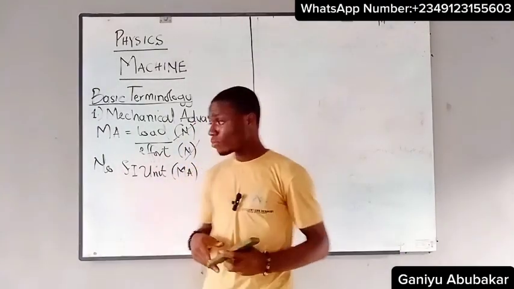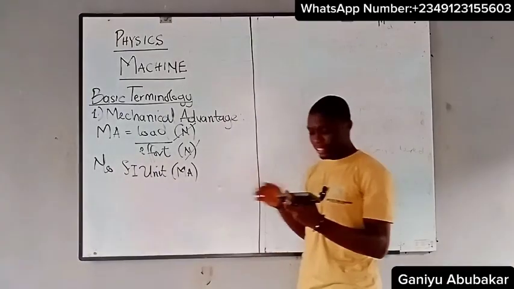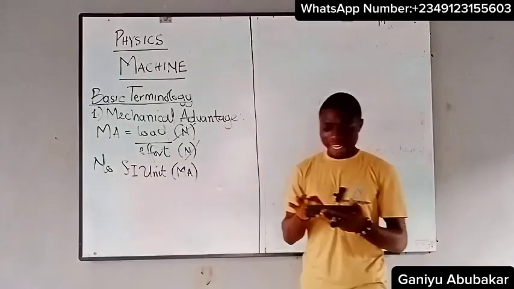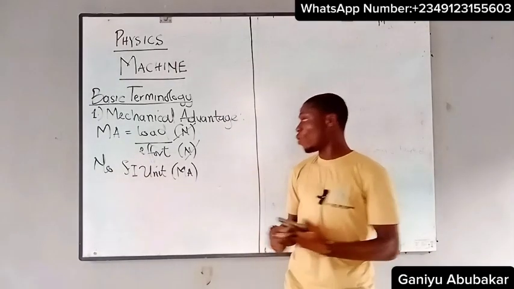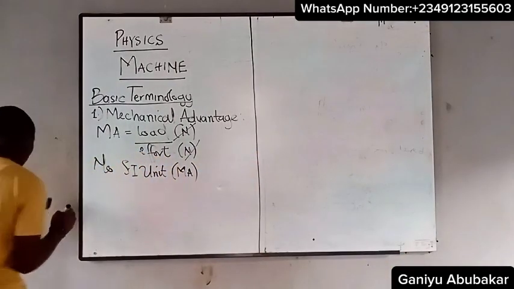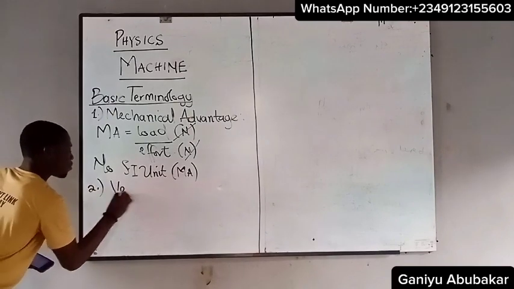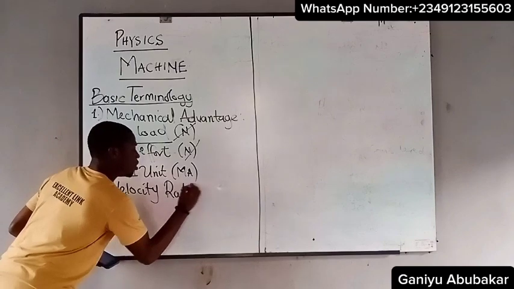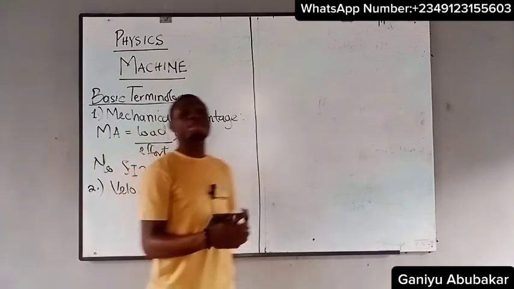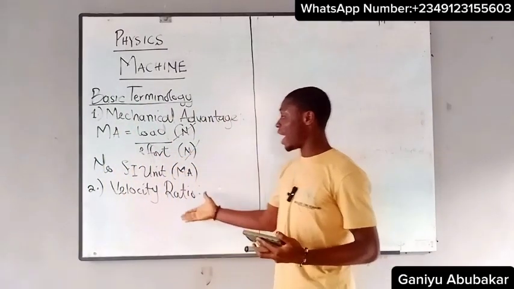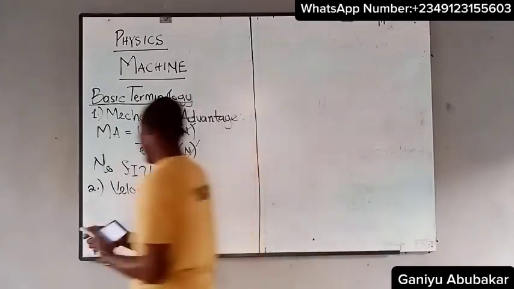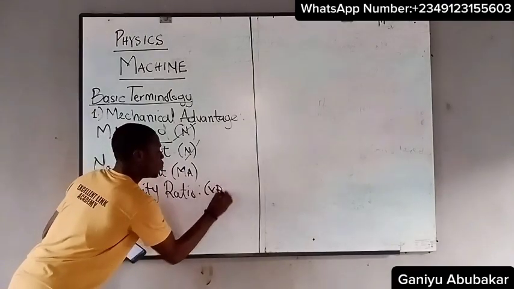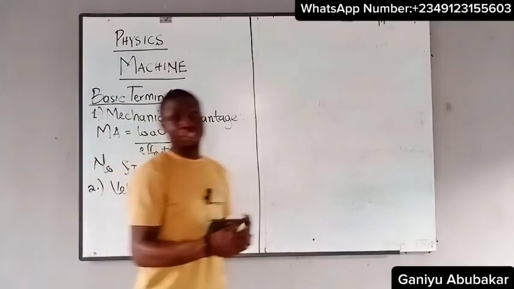But for the purpose of solving and manipulation, we invented the idea of an ideal machine, a machine that has no friction. All right, so that is your first terminology in the study of machine, the mechanical advantage. Let's have a second one called the velocity ratio. This is abbreviated as VR, right? We said MA is mechanical advantage. Similarly, VR is used for representing velocity ratio.